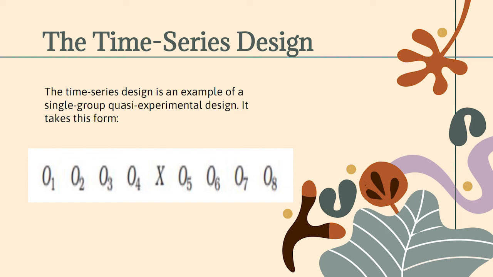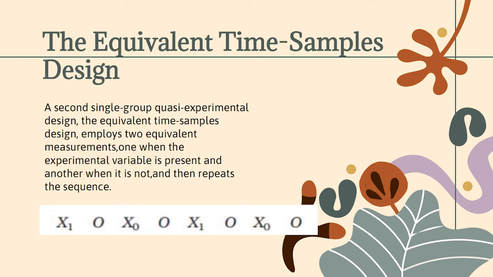It takes this form. 2. The equivalent time samples design. A second single-group quasi-experimental design, the equivalent time samples design, employs two equivalent measurements, one when the experimental variable is present and another when it is not, and then repeats the sequence. This design diagrams as follows.